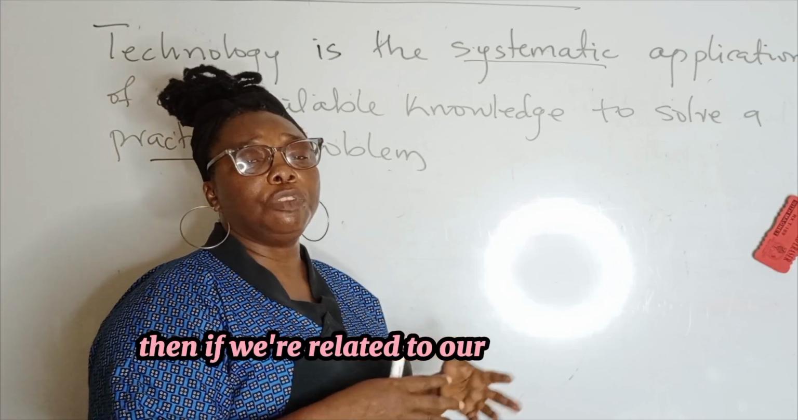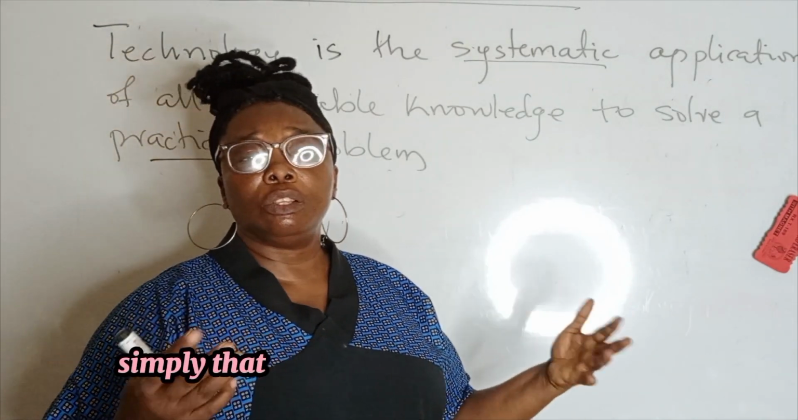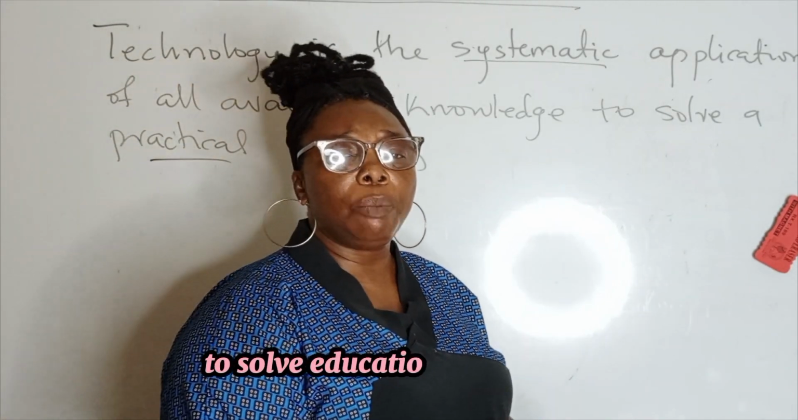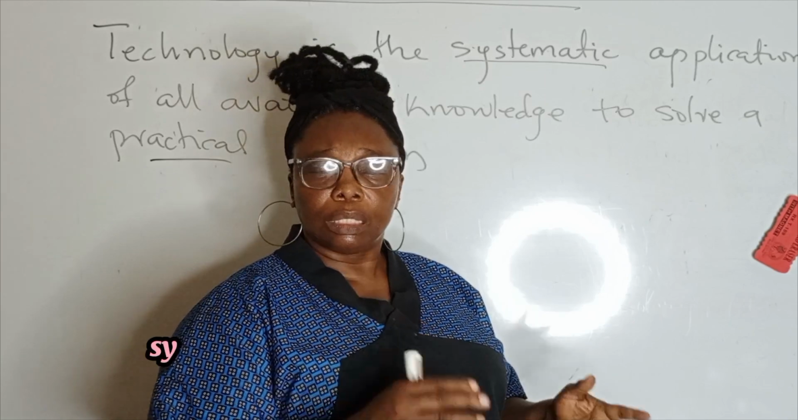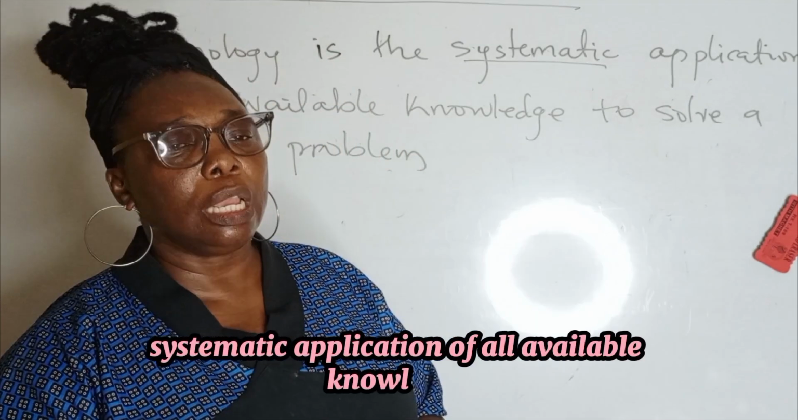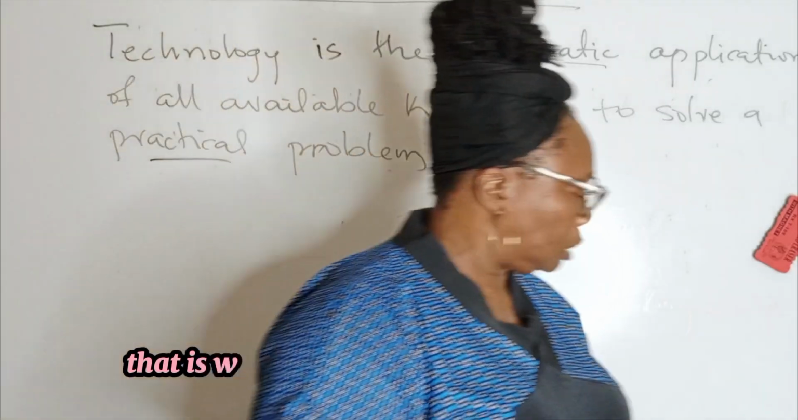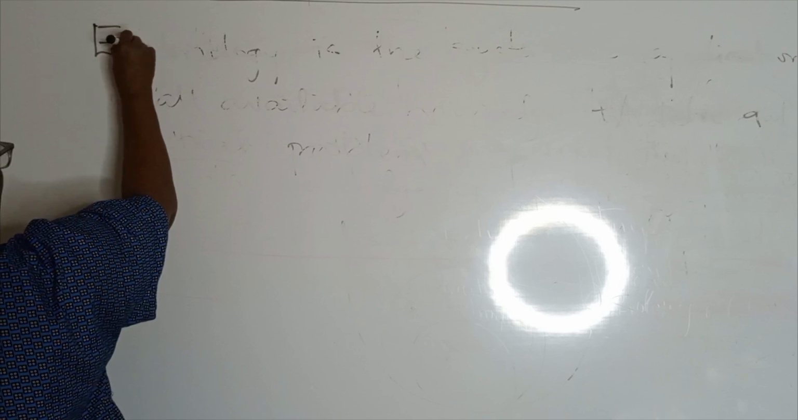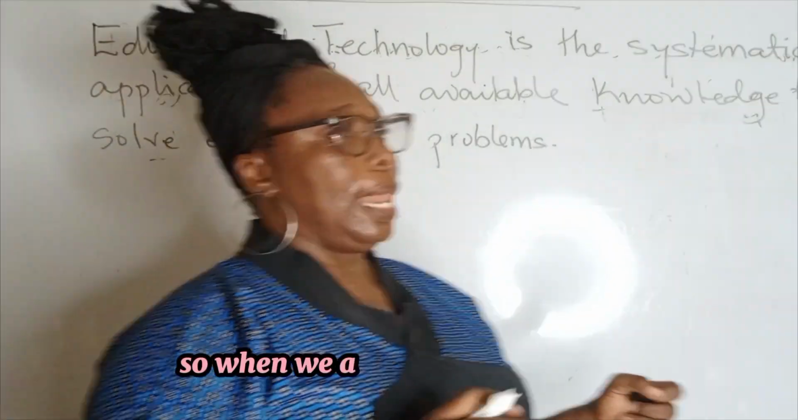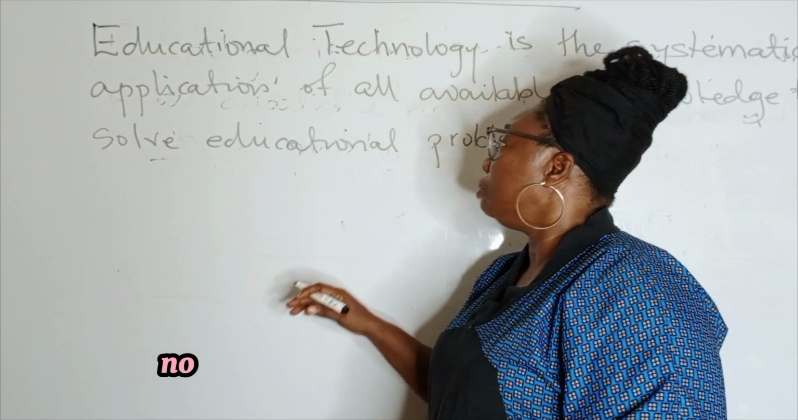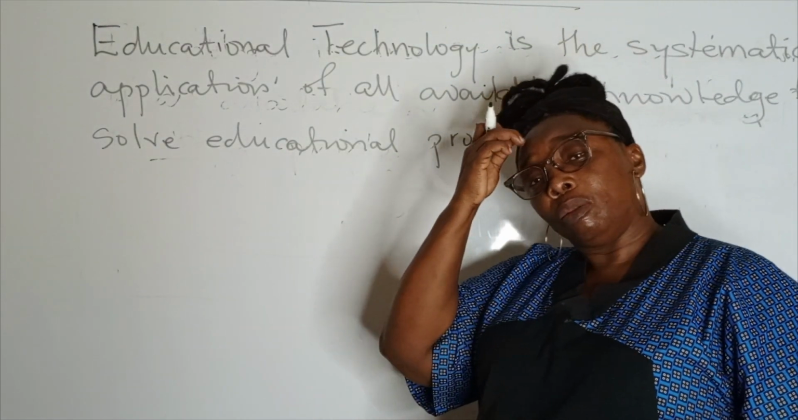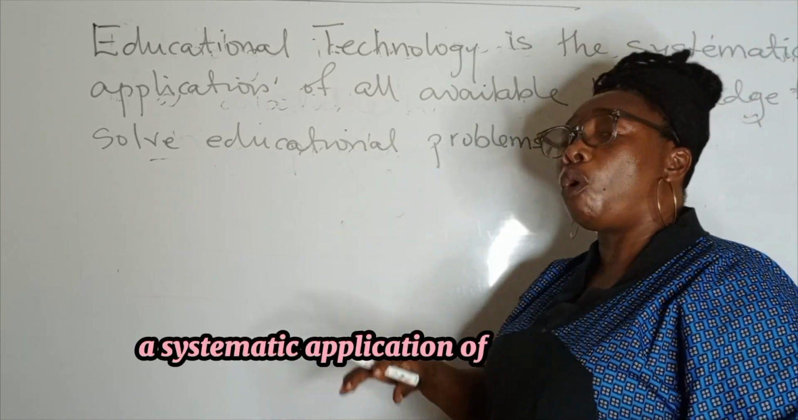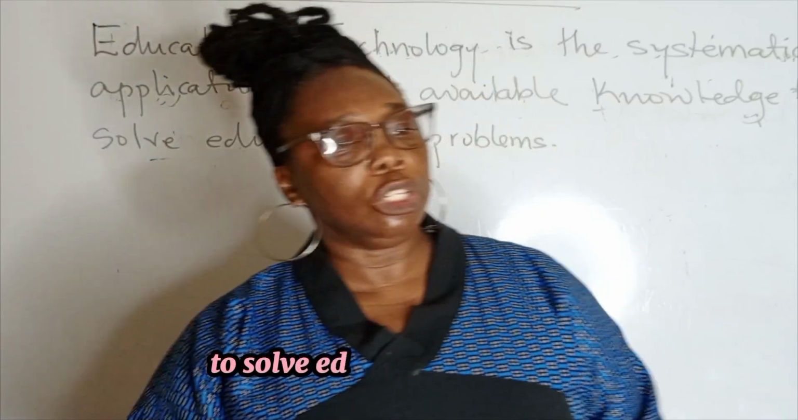Then, if we relate it to our definition of education, what is educational technology? It is the systematic application of all available knowledge to solve educational problems. That is what educational technology is. So when we apply this technology in solving educational problems, we are referring to educational technology.